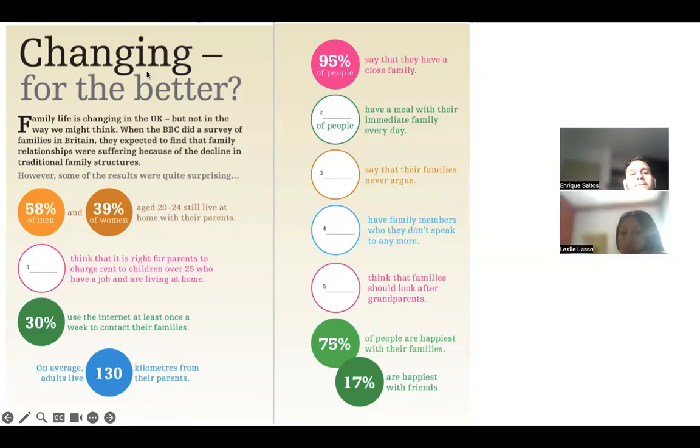Changing for the better. Family life is changing in the UK, but not in the way we might think. When the BBC did a survey of the family in Britain, they expected to find that family relationships were suffering because of the decline in traditional family structures. However, some of the results were quite surprising. 58% of men and 39% of women aged between 20 and 24 still live at home with their parents.